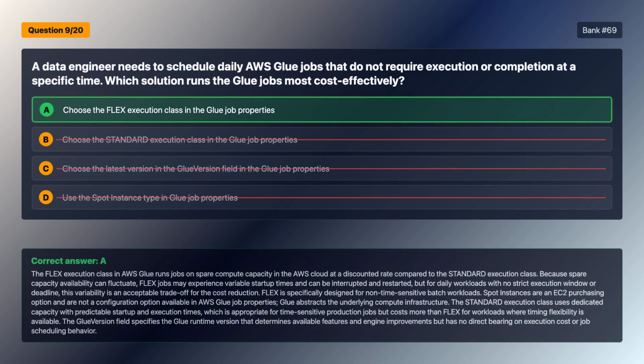The correct answer is option A. The Flex Execution class in AWS Glue runs jobs on spare compute capacity in the AWS Cloud at a discounted rate compared to the standard execution class.